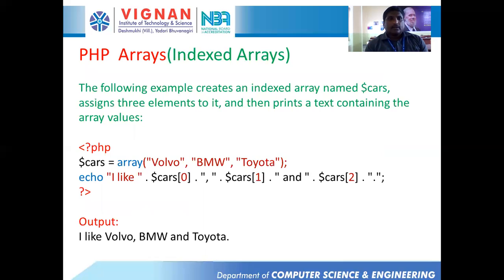Here, the cars array equals array with 3 string values: Volvo, BMW, Toyota. So we are printing like "I like Volvo, BMW and Toyota." This is my output. For that I have written an echo statement like this. The dot is the concatenation operation, like plus in C++ or Java, used in order to print concatenation. So this is the output for indexed array.